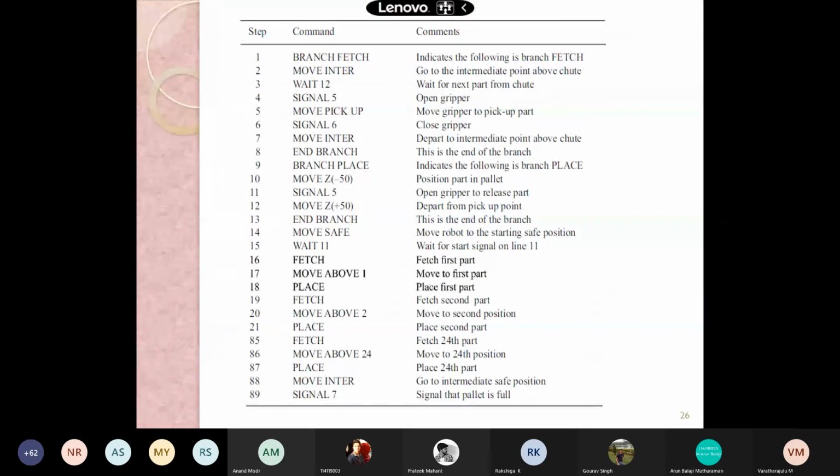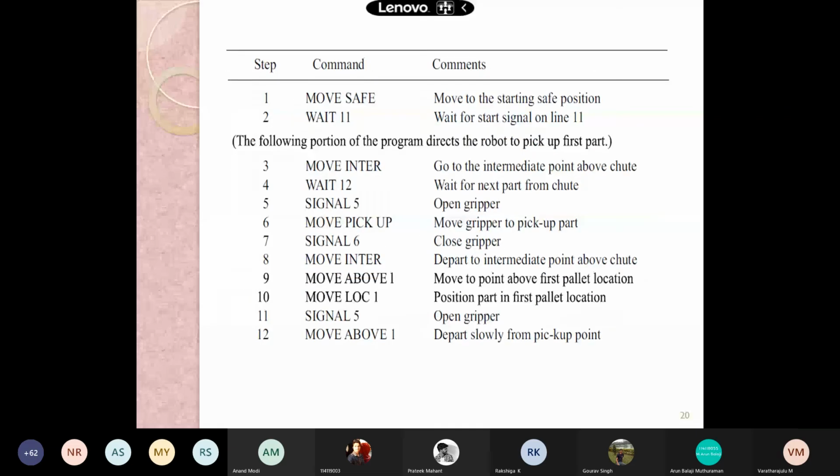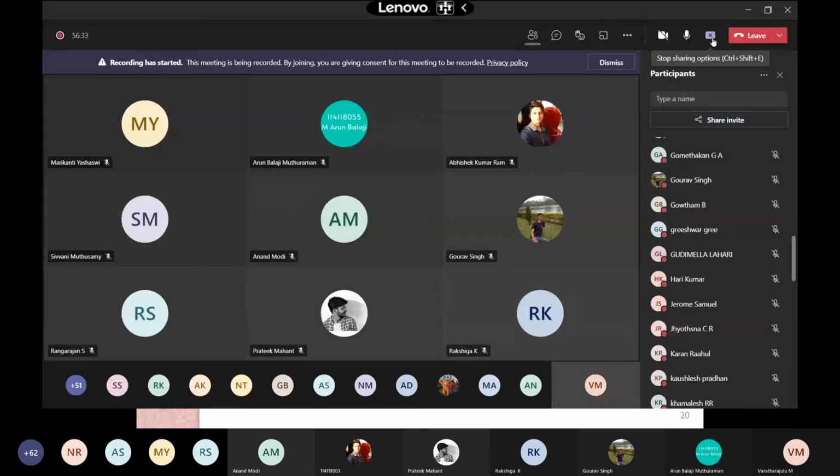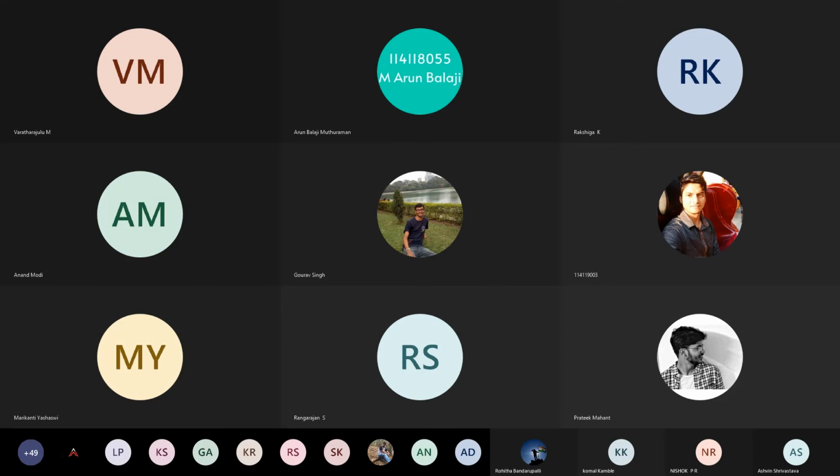Do you have any clarification with these contents? Any clarifications? Do you have any doubts? Sir, I have one doubt, sir. Am I audible? Yes, good. Sir, for the 24th part, why are we moving to location 2, sir? Shouldn't it be location 24, or does it matter if we change it?